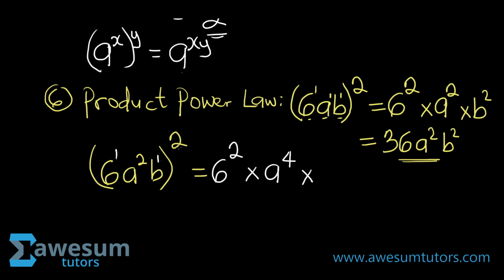1 times 2 is 2, so that's going to be b squared. Okay, now 6 raised to power 2 means 6 times 6, that's 36, times a raised to the power of 4, times b raised to the power of 2. Do you get that right now? So that is your final answer. So that is what the product law is all about.